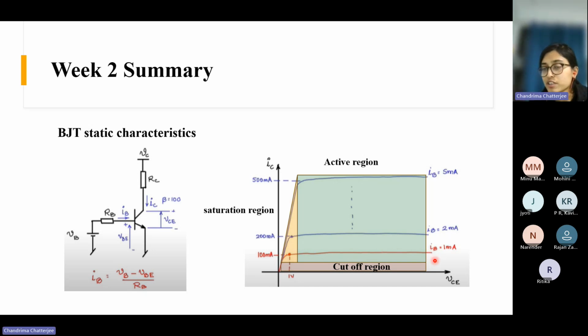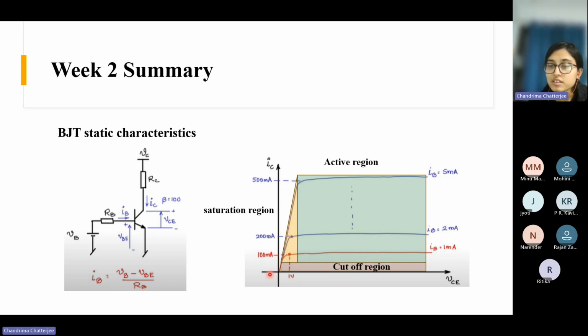And this we have plotted for various base currents. First there is 1 milliampere. Then when base current is 2 milliampere, we have obtained the characteristics. Here the collector current is slightly higher, but the shape is almost similar. First it rises almost linearly, then there is a knee point, and then it becomes almost constant. So if you keep on increasing the base current, you will get similar characteristics but with higher collector current value. So these are the characteristics.